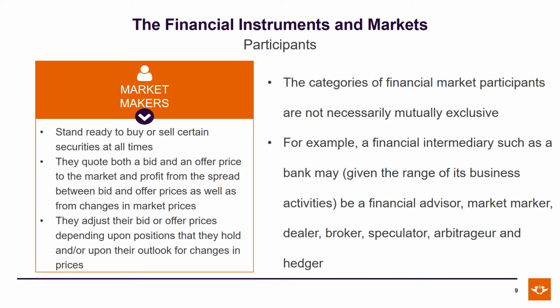Now, when looking at the different categories of financial market participants, they're not necessarily mutually exclusive. Mutual exclusivity means that each category is completely separate from another category. Not so with the financial market participants, because, for example, a financial intermediary such as a bank may be a financial advisor, a market maker, a dealer, a broker, a speculator, and even a hedger. So all financial intermediaries or market participants can take on more than one role.